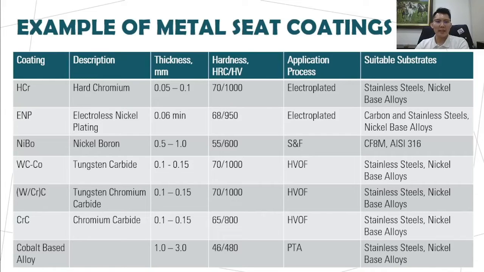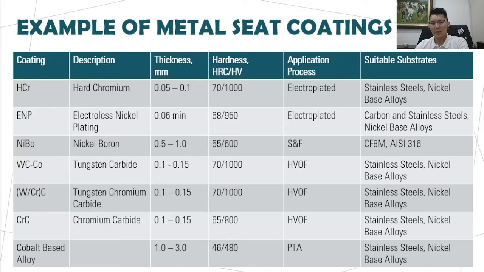Secondly, ENP, electroless nickel plating, which I mentioned just now. The thickness has to be 0.06 as a minimum, and the hardness value is slightly lower than hard chrome, 68 in HRC and 950 in HV, hardness in Vickers. The method is similar to hard chrome, electroplating. The beauty of ENP is that we can use carbon steel as a suitable substrate, at a lower cost. Of course, we can also use stainless steel and nickel-based alloy.